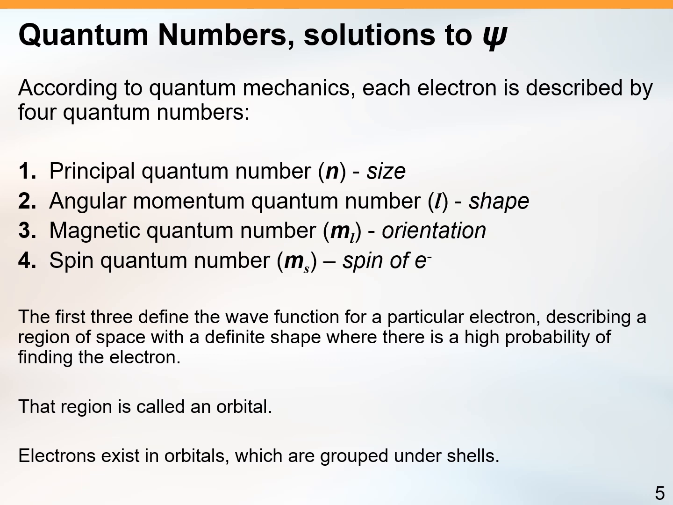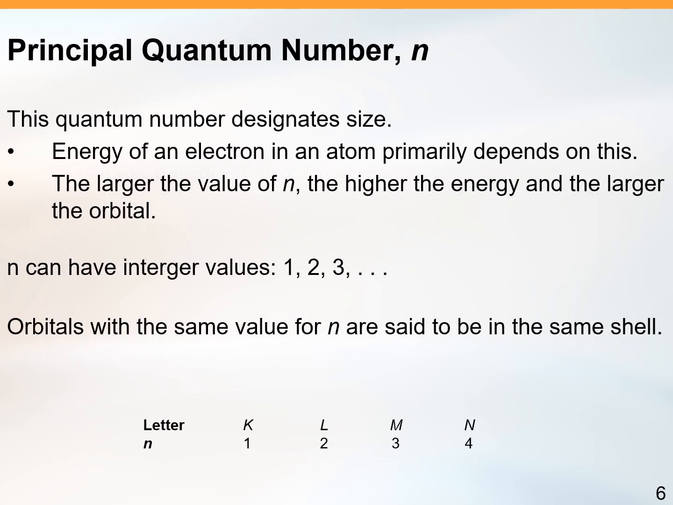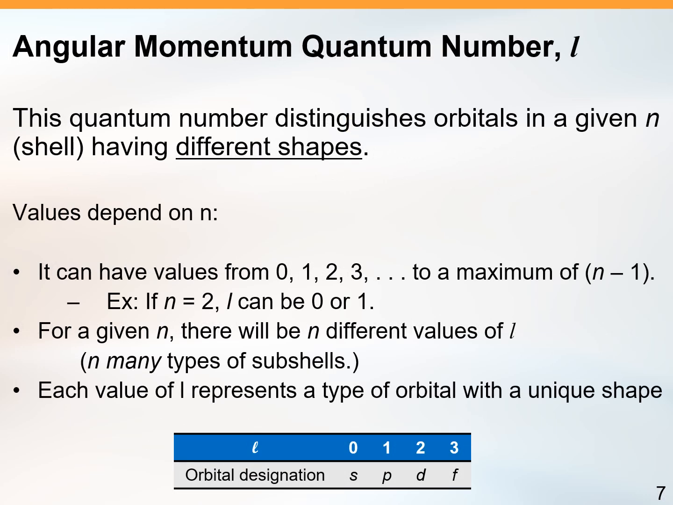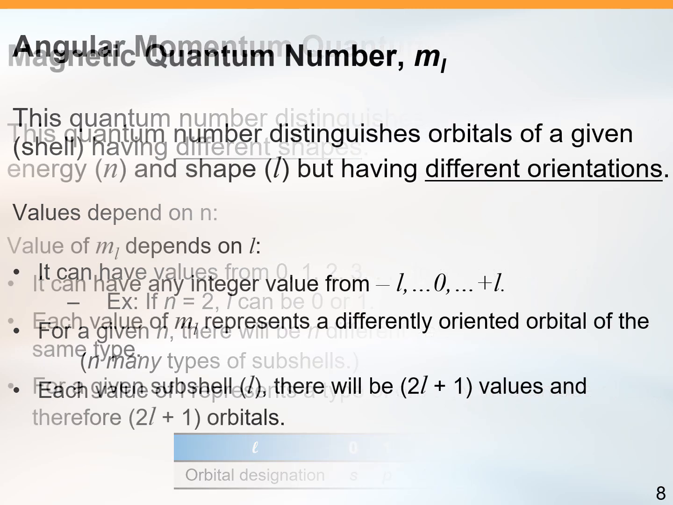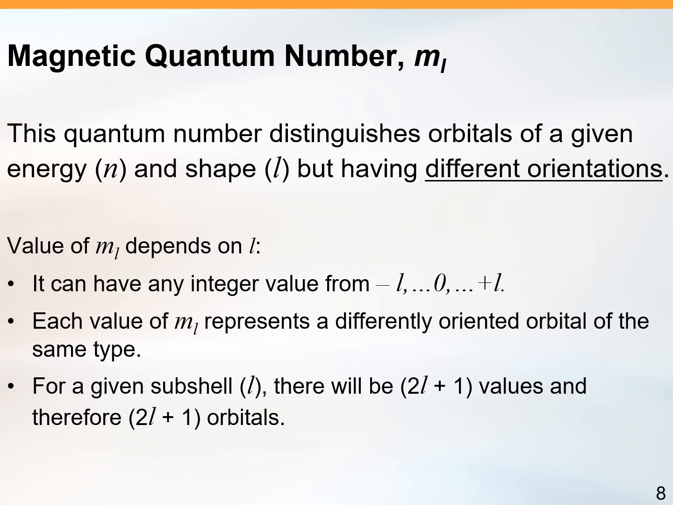The solutions to the wave function: the principal quantum number describes size. The second quantum number distinguishes orbitals. The third quantum number is the magnetic quantum number, m sub L. Let's summarize what we have learned about quantum numbers in a concise table.